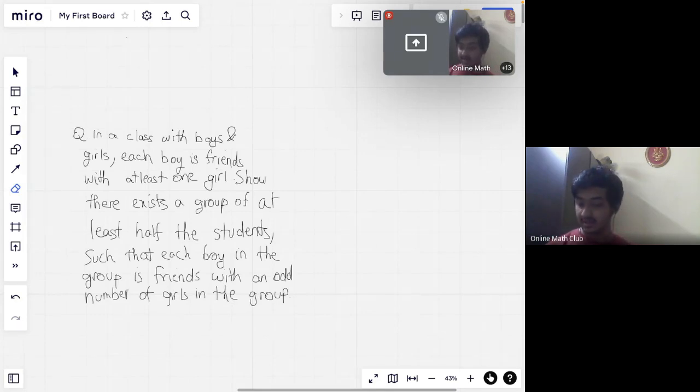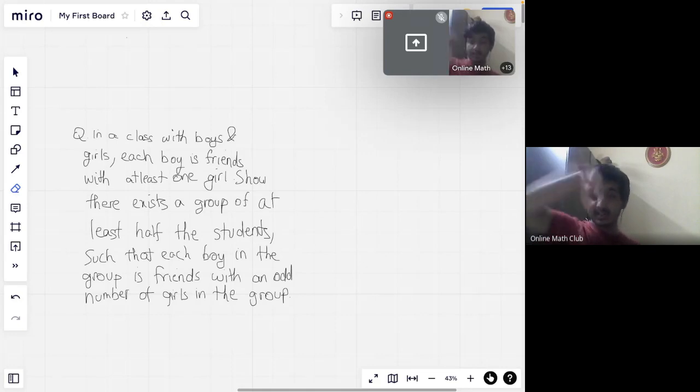Okay, so I'll just explain the question. In a class, there's a certain number of boys and a certain number of girls, and each boy is friends with at least one girl. Show there exists a group of at least half the students. That means you select a number of boys and girls from the total class, and the total number of students together should be at least half the total number of students. So there exists such a group.